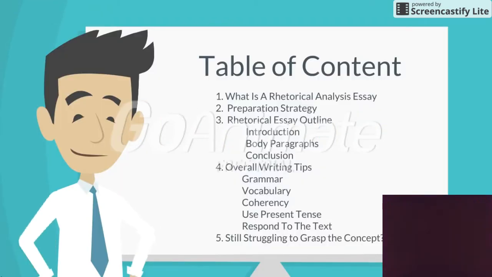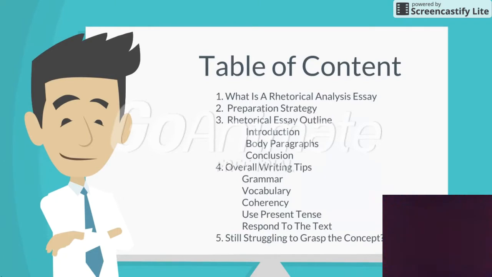The lesson will cover the following topics. What is a rhetorical analysis essay? Preparation strategy. Rhetorical essay outline. Introduction. Body paragraphs. And conclusion.